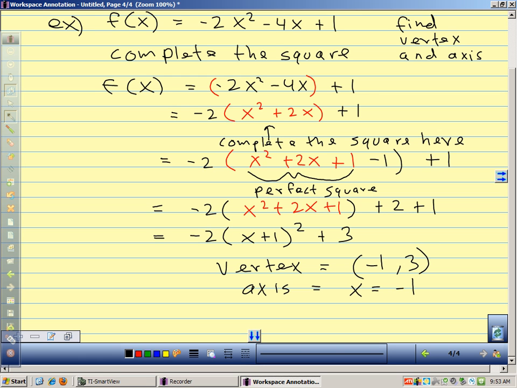This idea here is probably the trickiest thing that we'll talk about today going into vertex form. If we have this number out front, we have to be careful when we complete the square. All right, any questions on that part?